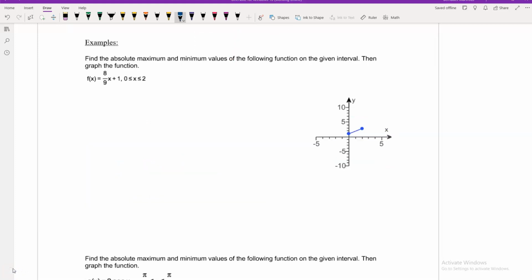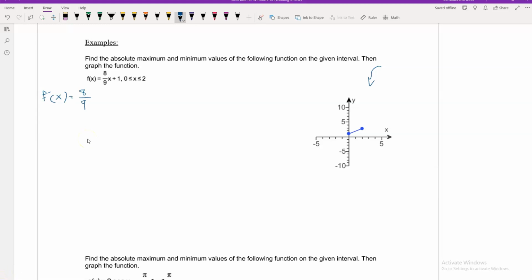Examples: find the absolute maximum and minimum values of the following function on the given interval, then graph the function. Here I have this graph, so I'm going to find the absolute maximum and minimum values. f of x is equal to 8 divided by 9 times x plus 1. Here we have a closed interval, x between 0 and 2 inclusive. So we have to find critical points first. In that case, we have to find f prime of x, and this is equal to 8 divided by 9.